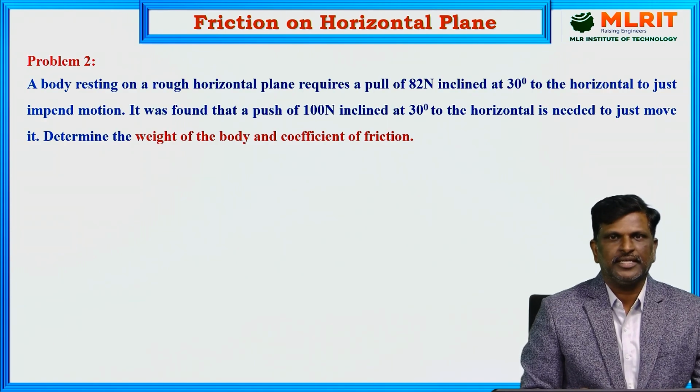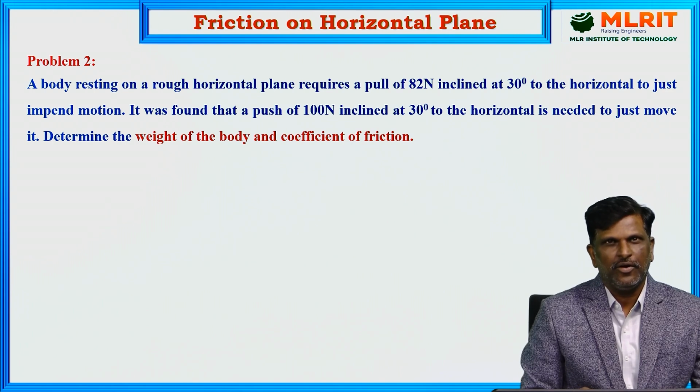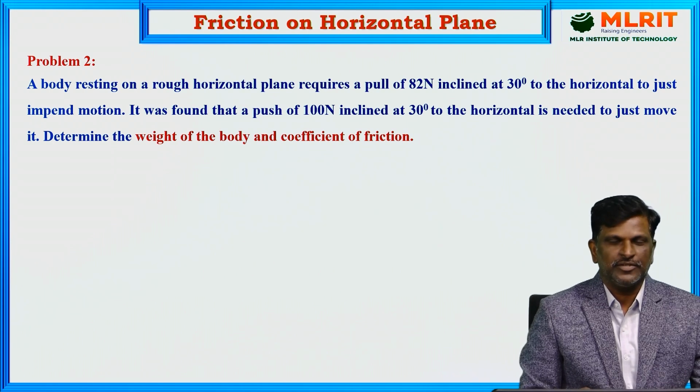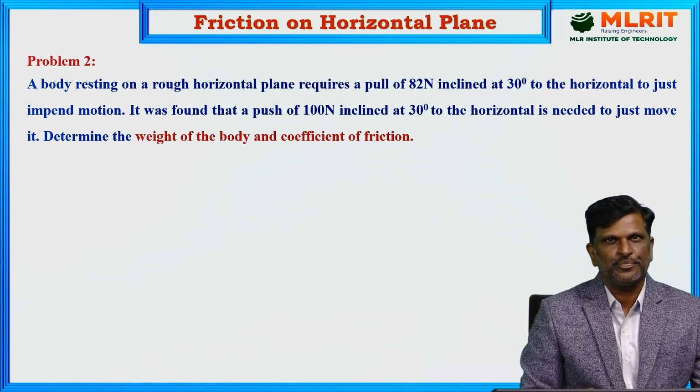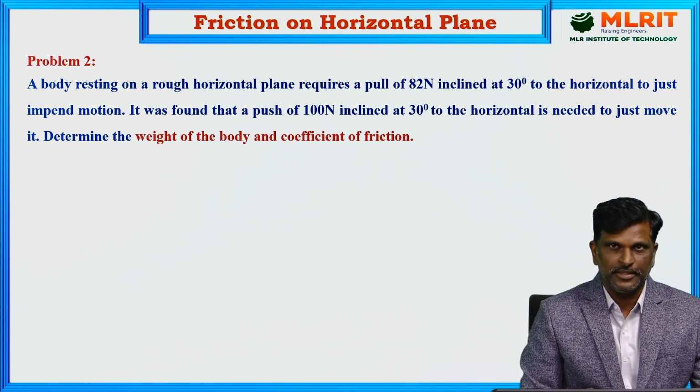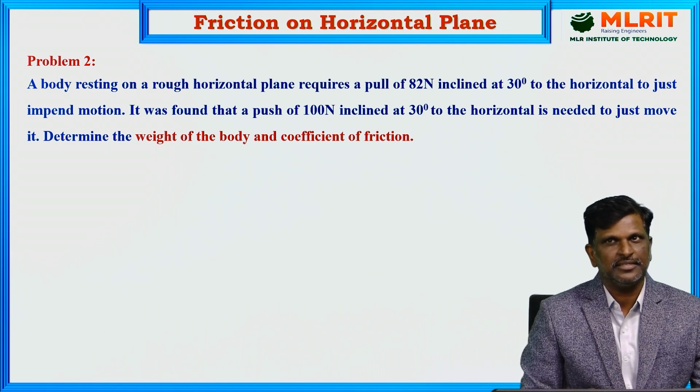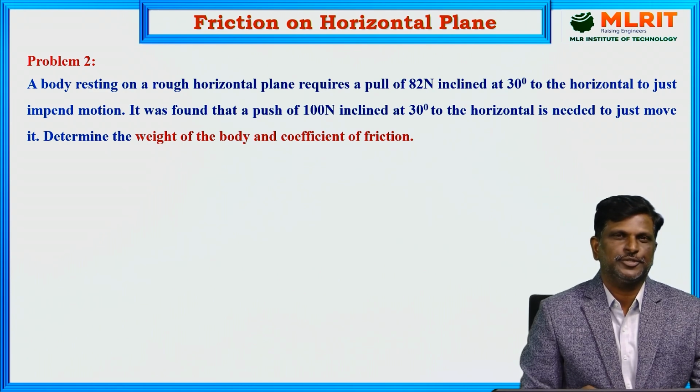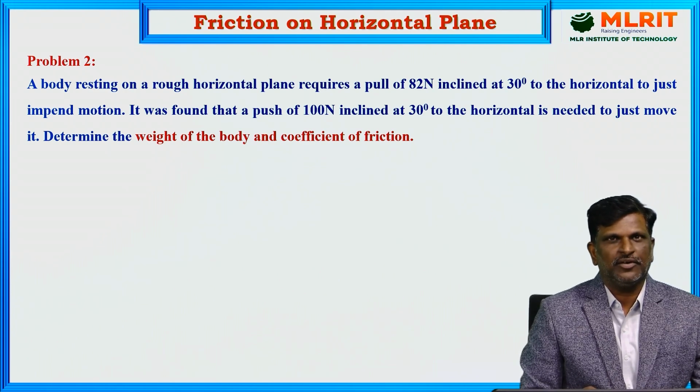A body resting on a rough horizontal plane requires a pull of 82 newtons inclined at 30 degrees to the horizontal to just impede motion. It was found that a push of 100 newtons inclined at 30 degrees to the horizontal is needed to just move it. Determine the weight of the body and coefficient of friction.